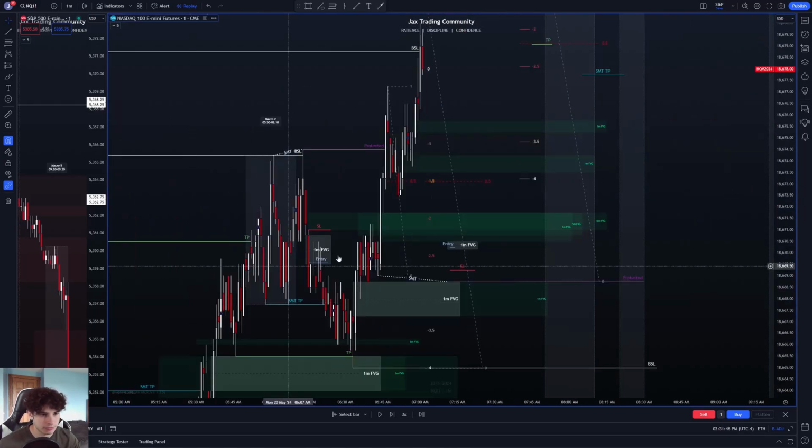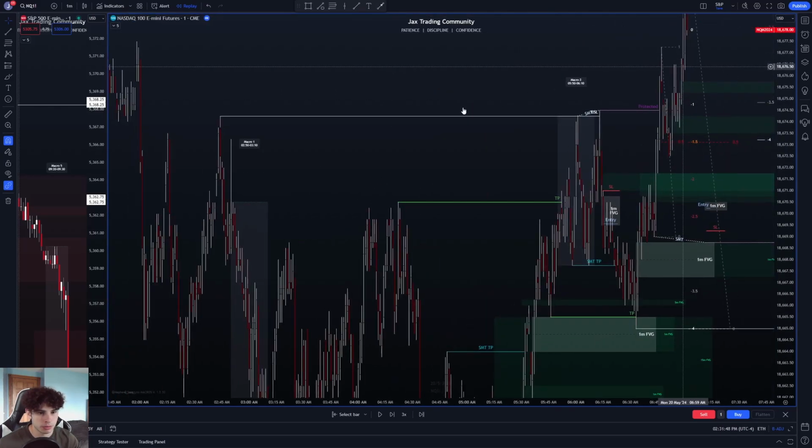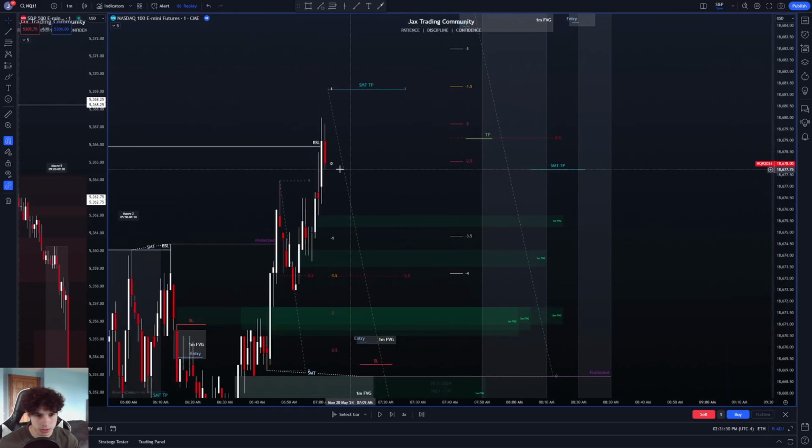So that's kind of an explanation of fractals, and they'll be more apparent once we get into the actual New York session.